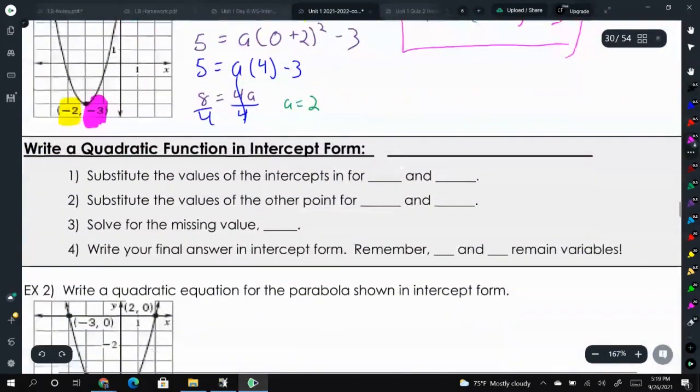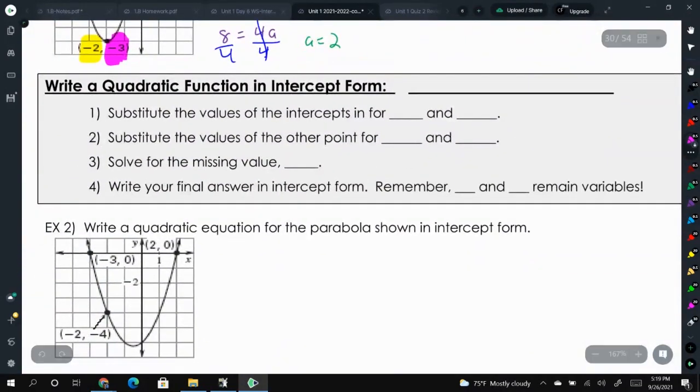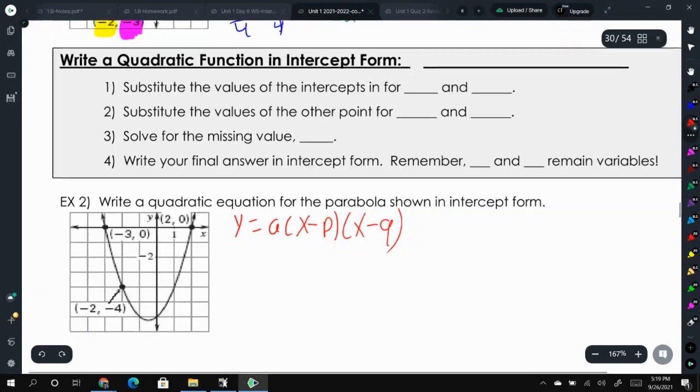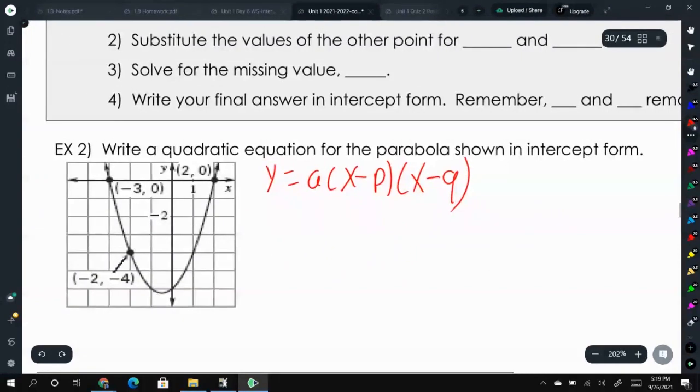All right, now let's look at writing a quadratic in intercept form. So remember, intercept form is y equals a times x minus p times x minus q. And in this problem, a mistake students will often make is using these y values as our point. We want to use those x-intercepts for our p and q values, and then use this as our point down here.